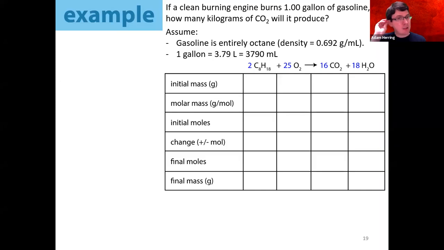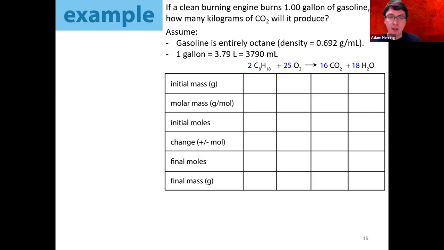So let's ask the question, what are we trying to find? We're trying to find the mass of carbon dioxide produced. The information we have is the volume of the gasoline, the density of the gasoline, and the balanced chemical equation. What else do we need? Well, if we want to find the mass of carbon dioxide, we need to know how many moles of carbon dioxide. To find out how many moles of carbon dioxide are produced, we need to know how many moles of octane were used up.